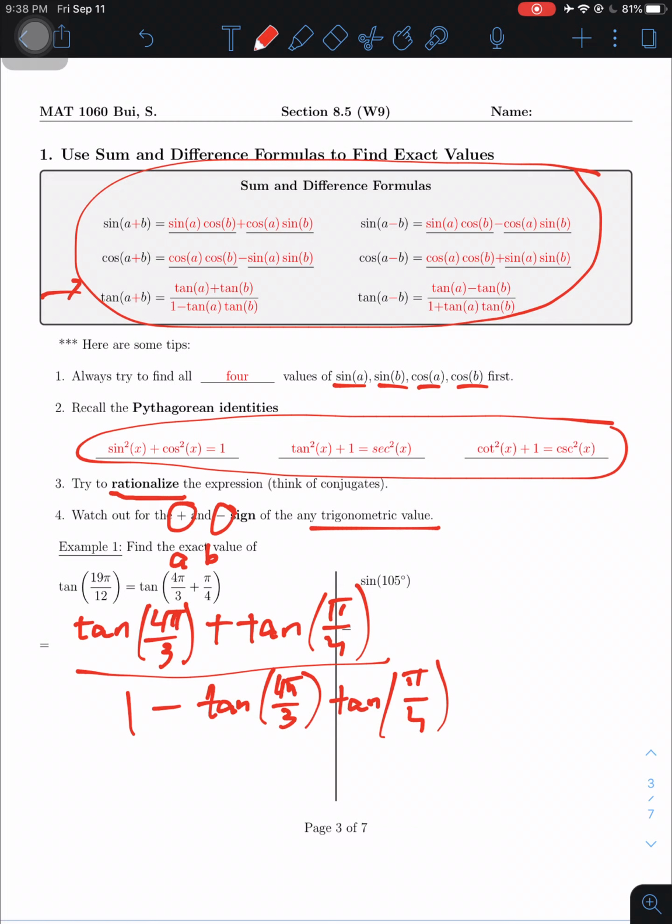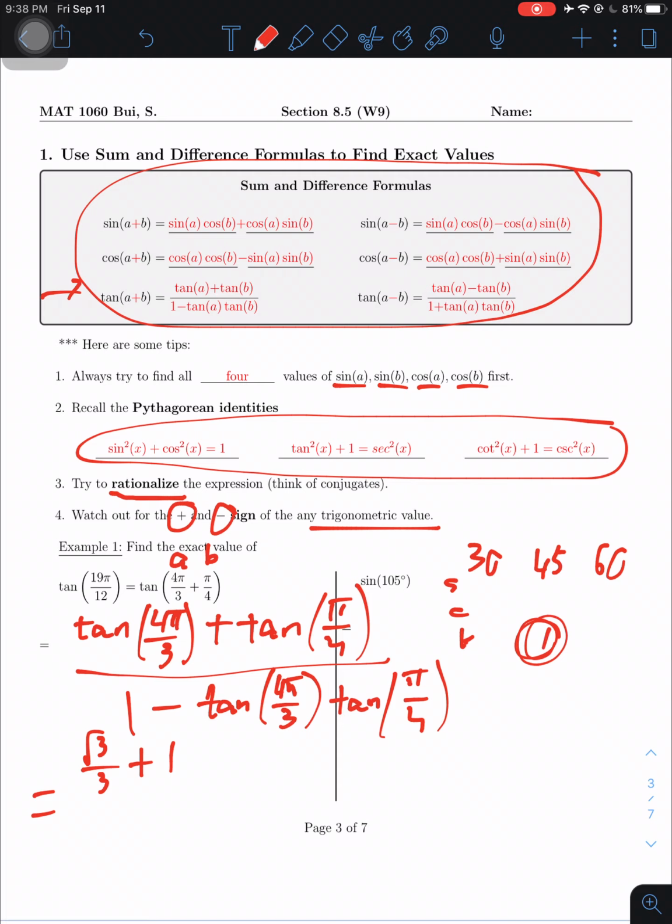Okay, if you put everything into the calculator, tangent of 4 pi over 3 is actually square root of 3, right? And then tangent of pi over 4, if you remember from the chart of the 30, 45, and 60 family, sine, cosine, tangent, you guys can get this value right here as 1, right?